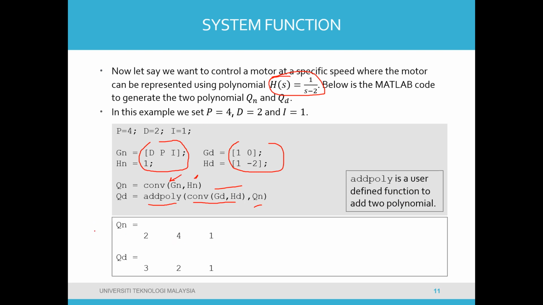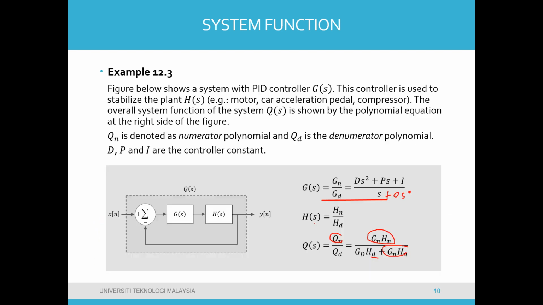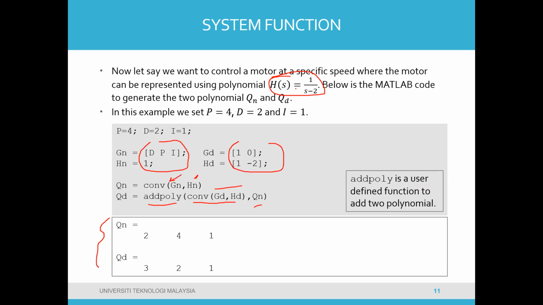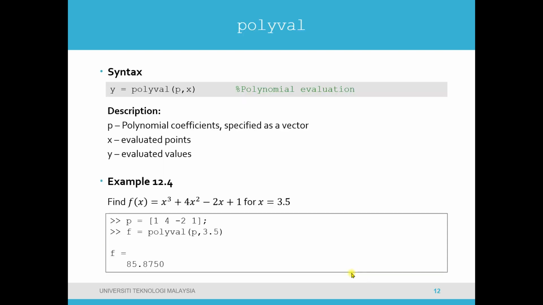So after this you get the Qn and Qd, this one, Qn and Qd. Okay, I hope you understand how to represent a system by using add poly, conv, and maybe deconv later. So this is how you represent the system. We have completed how to represent a system. Now we move on to Polyval.